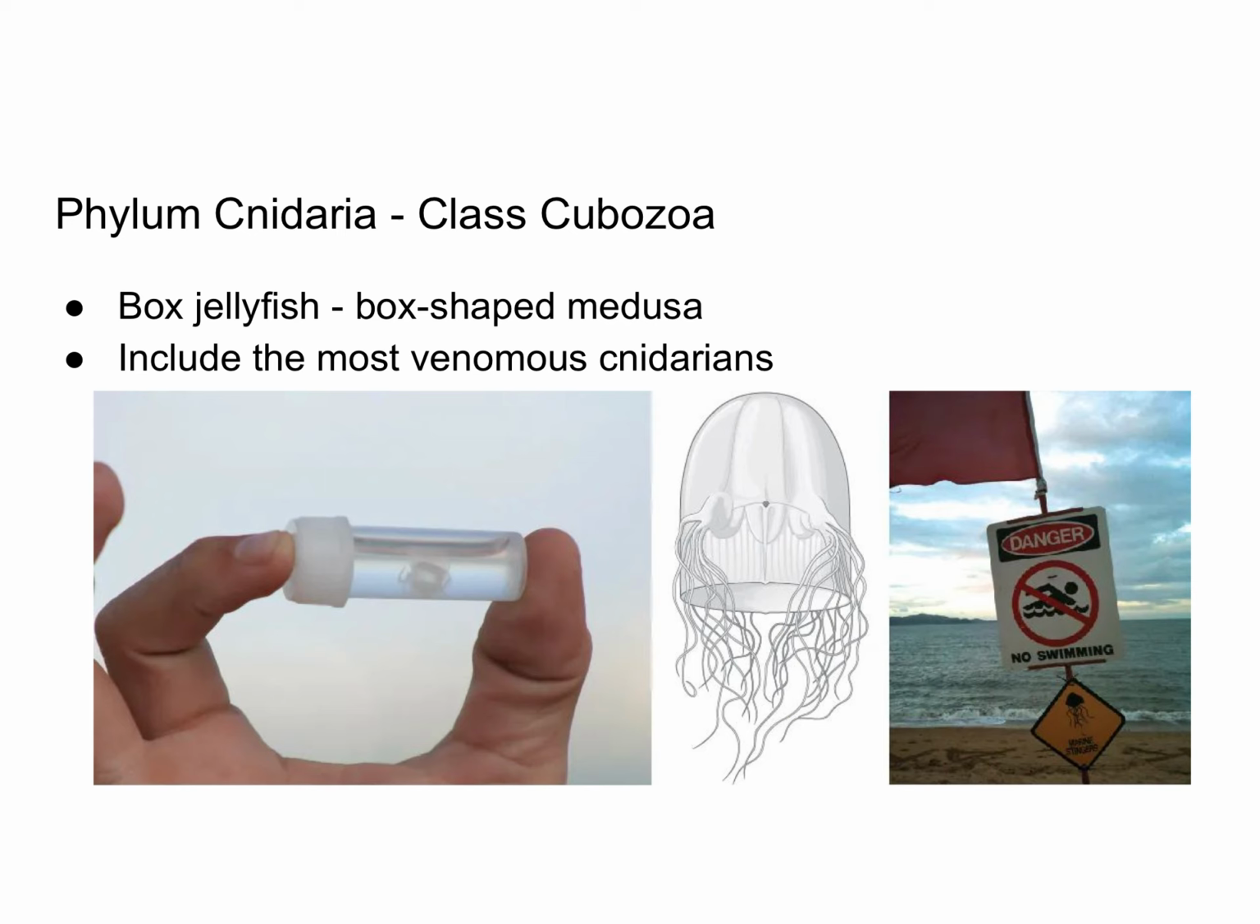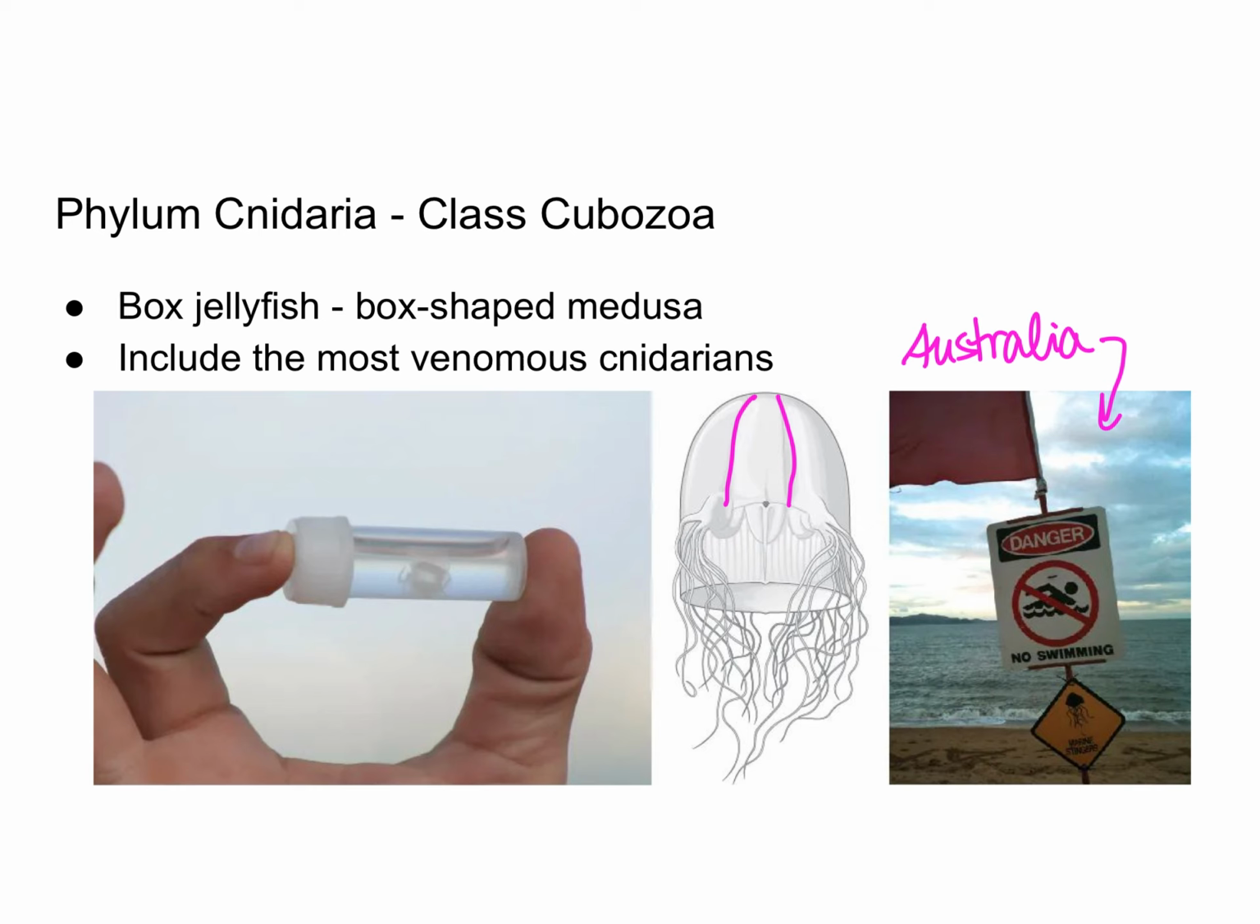Class Cubozoa are also known as box jellyfish, and the medusa is kind of box shaped, and it's a little bit hard to see in the picture here, but they have these kind of ridges to them that give them this kind of boxy looking shape. They include some of the most venomous cnidarians. So in Australia, there are some beaches where it is very dangerous to swim because the species of box jellyfish found there can actually kill you if you get stung.